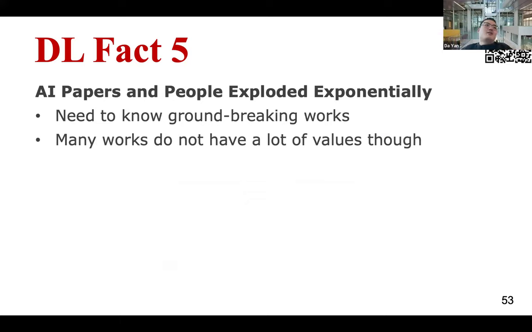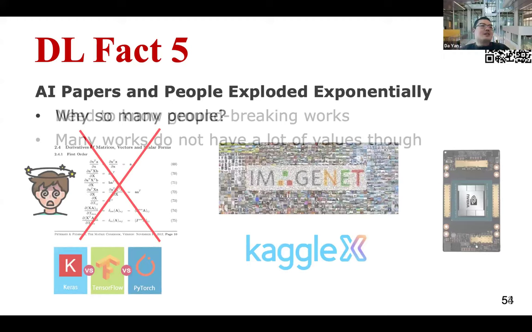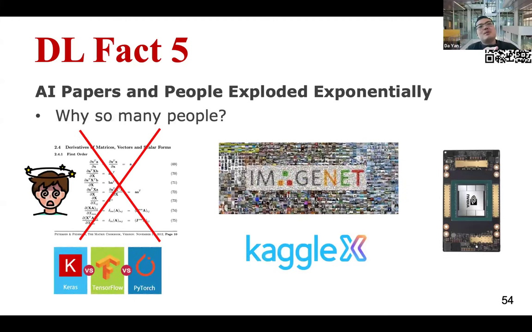And of course you need to know some groundbreaking works, but many works may not have value, so you also need to judge, let's say among these 2,000 to 3,000 NIPS or CVPR papers, which maybe 20 papers I really want to read. It's relevant to my research and it's high quality, right? So why so many people? First, you don't need mathematics to do deep learning anymore. It has become just a stack of layers.